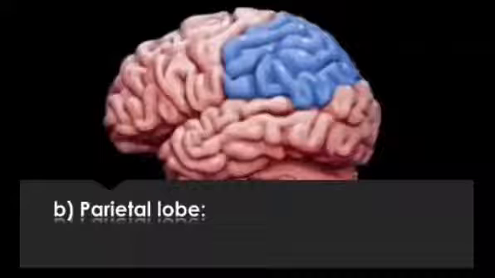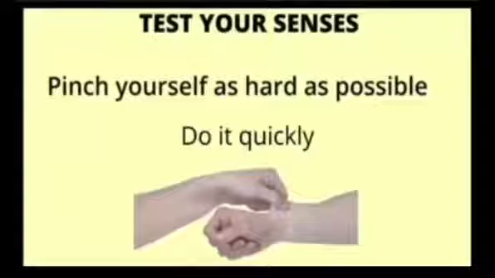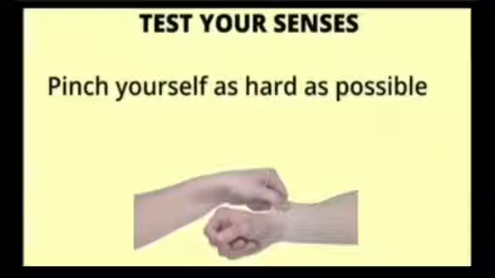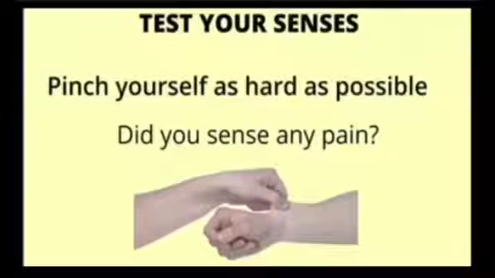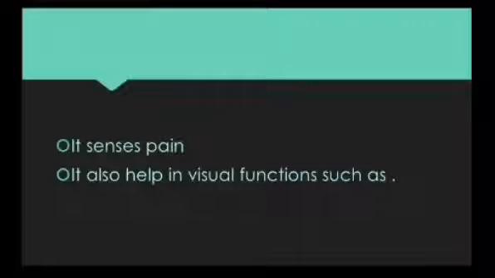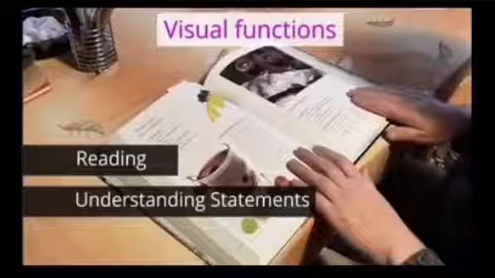This highlighted lobe is the parietal lobe. Let's take a test to see if it functions well. So pinch yourself as hard as possible. Come on, do it quickly. Did that hurt? Did you sense any pain? So your parietal lobe senses pain. It also helps in visual functions such as reading and understanding statements.